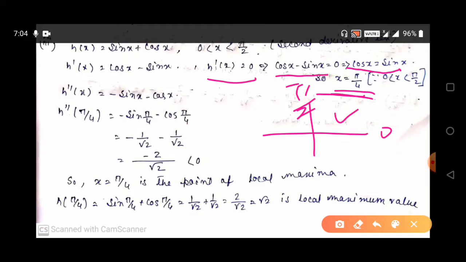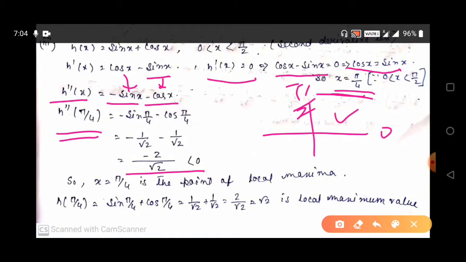Now we will find h double dash x for the second derivative test. h double dash x is equal to, from cos x we will get minus sin x, and from sin x we will get cos x. So it will be minus sin x minus cos x. Now to find whether x equal to pi by 4 is local maxima or local minima, we have to find h double dash of pi by 4. So from here we will get minus 1 by root 2 minus 1 by root 2, that is minus 2 by root 2, which is less than 0.